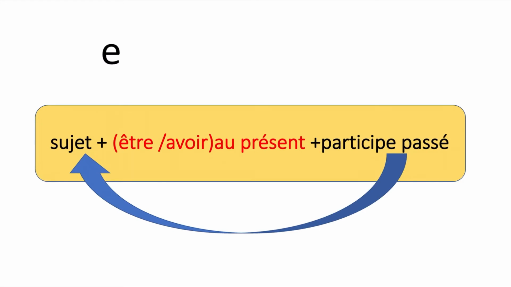So we add e to the past participle if the subject is féminin singulier. And we add s if the subject is masculin pluriel. And we add es if the subject is féminin pluriel. Let's take two examples with verb jouer and aller.